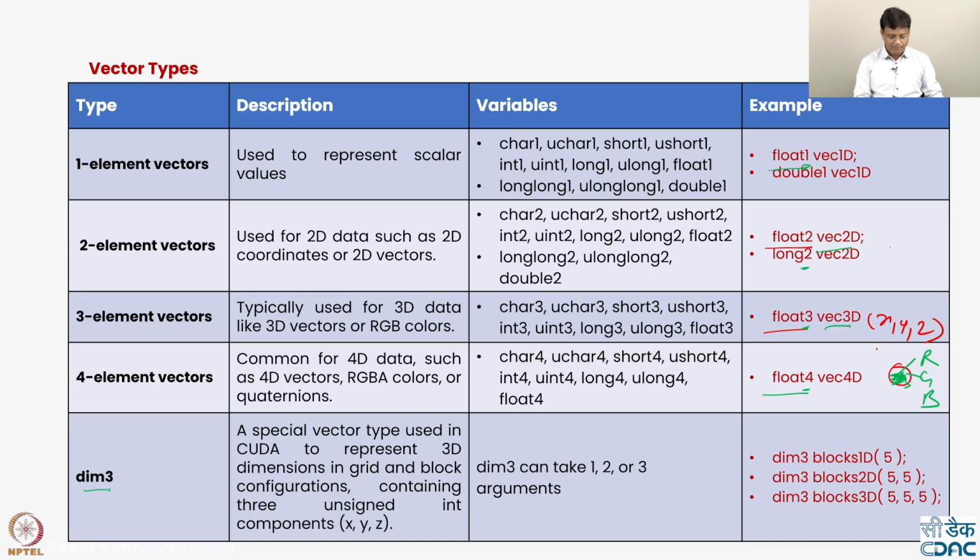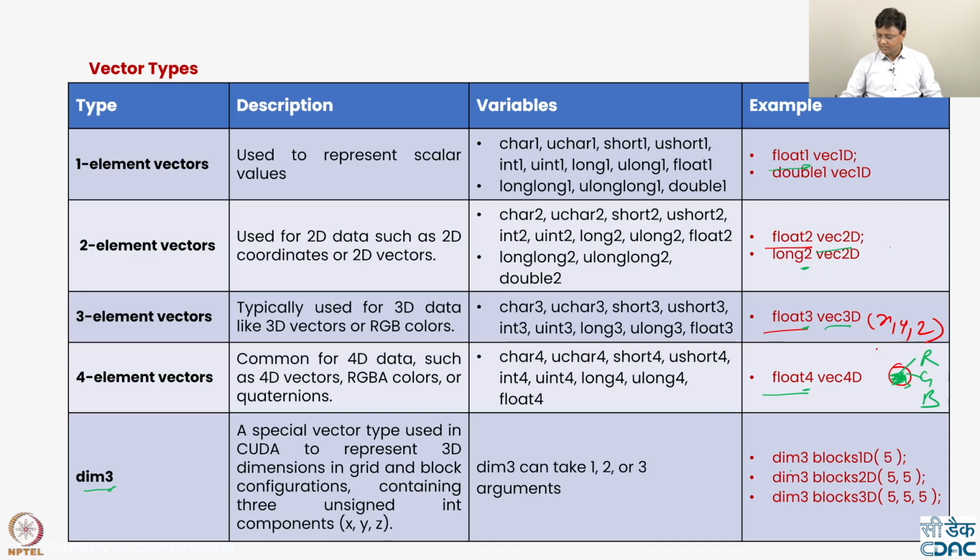Now, dim3. dim3 is a special vector type which is used in CUDA to represent 3 dimensions. You can see the number here, 3. So, 3 indicates the 3 dimensions itself. If we declare any variable with this, that variable can have 1 value, 2 values or 3 values, but a maximum of 3 values can be provided to that particular variable which is defined with dim3.